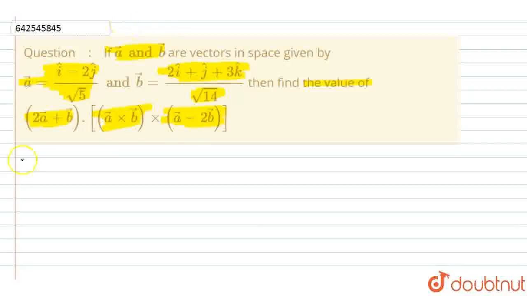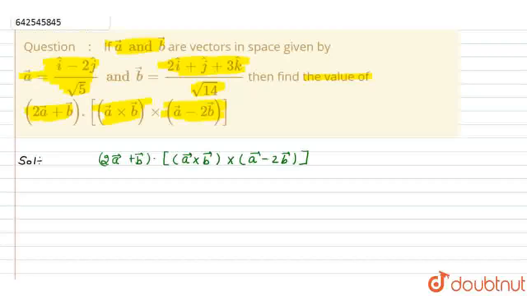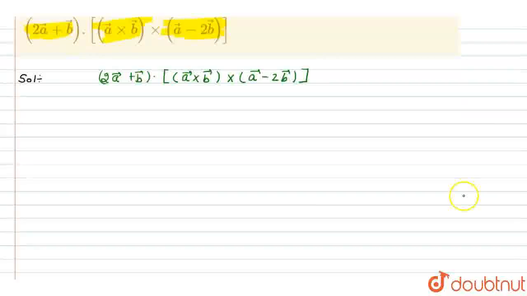In this question, we are given a vector and b vector. We have to solve 2a vector plus b vector dot, a vector cross b vector cross, a vector minus 2b vector. Now to solve this equation, we have to know the vector triple product.